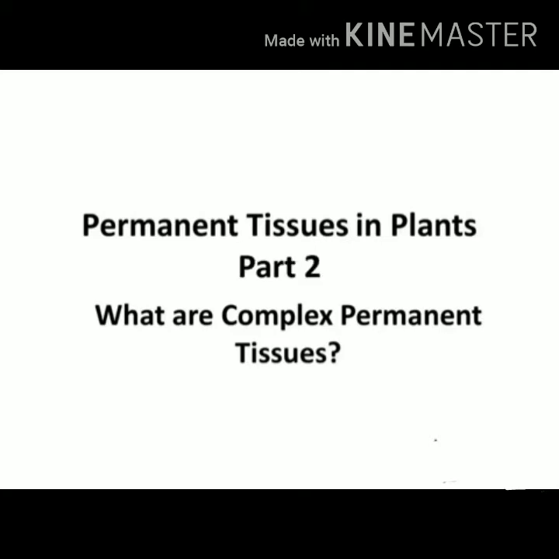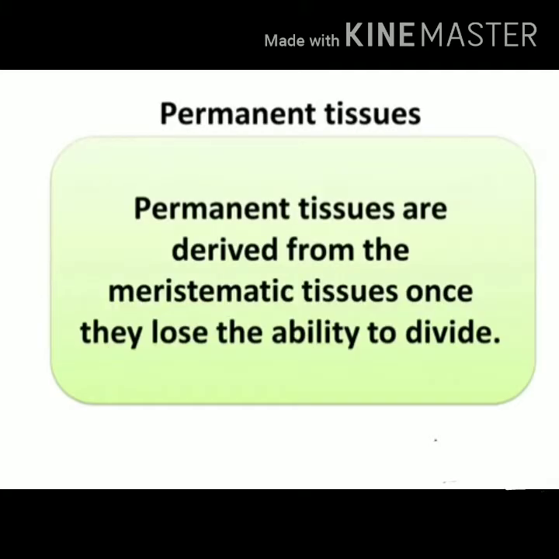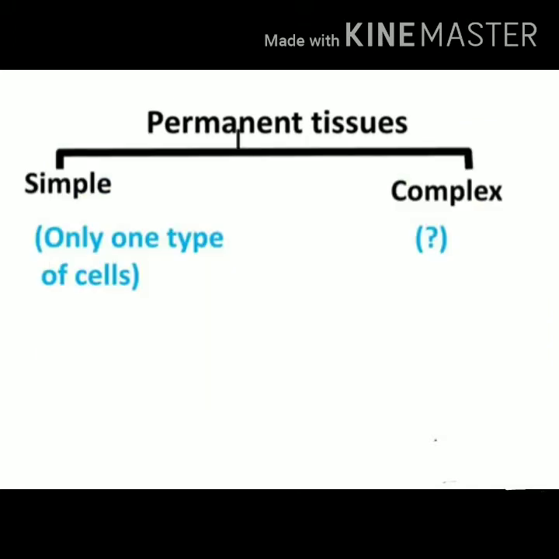Students, we already know about permanent tissues. Permanent tissues are derived from the meristematic tissues once they lose the ability to divide. Also, broadly, the permanent tissues in plants are of two types: simple permanent tissues and complex permanent tissues. Simple permanent tissues are made of one type of cells which look like each other.